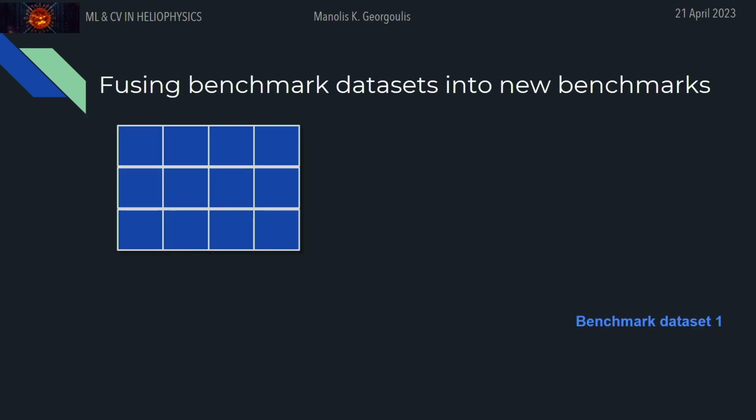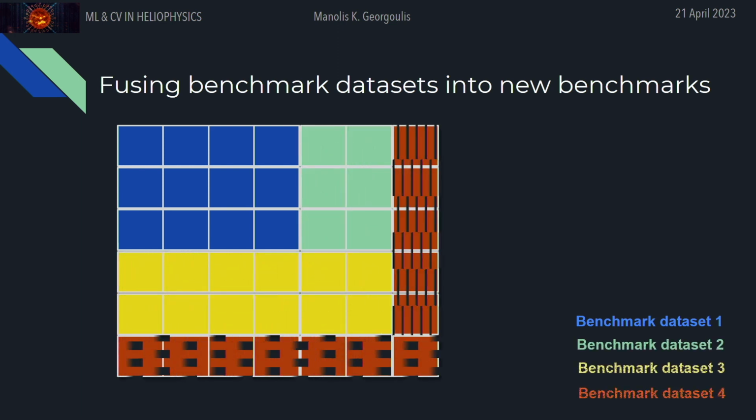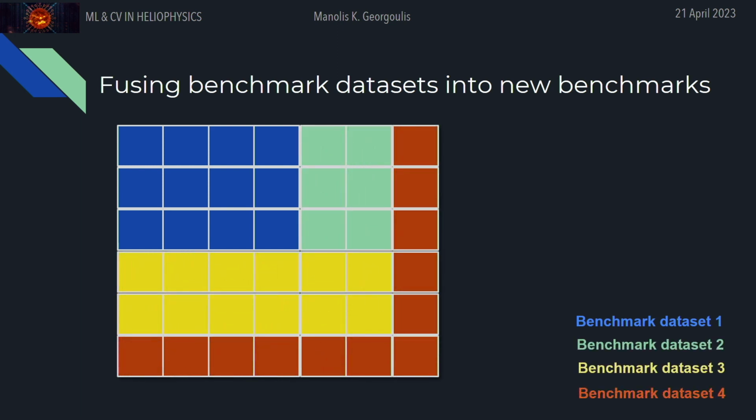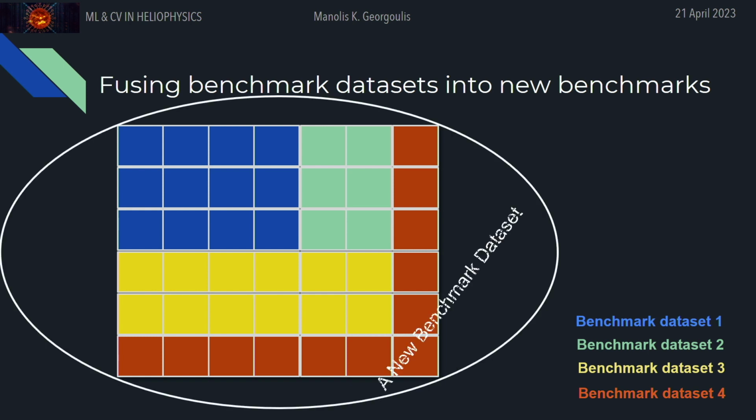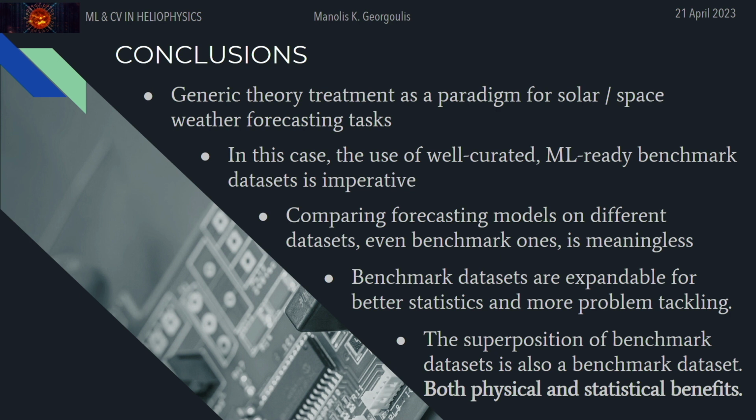Right. So in essence, if you have a benchmark data set, you can fuse different things together like different bunches of Lego blocks. If each one of those is a benchmark data set created pretty much the same way, then the entire conglomeration of data sets is a new benchmark data set. And this is how you improve your statistics. This is how you get into new problems. This is how you make better sense physically, because above all, we are physicists, okay? So that's my last slide here.